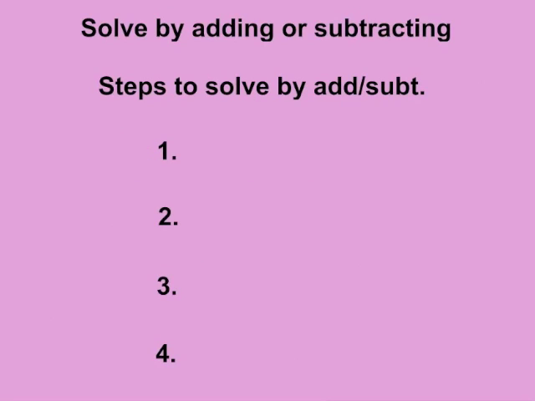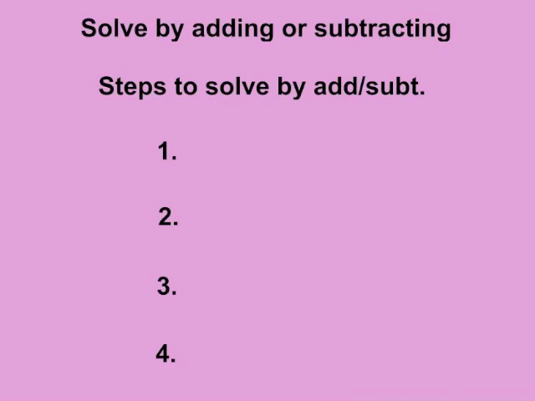So to solve by adding and subtracting, we have 4 different steps. Our book only gives us 3, but I added in a 4th step because I think that'll make it a little easier than how the book has us do it. We're still looking for that solution, that area where the 2 lines are intersecting. We're trying to figure out where it works for both equations.